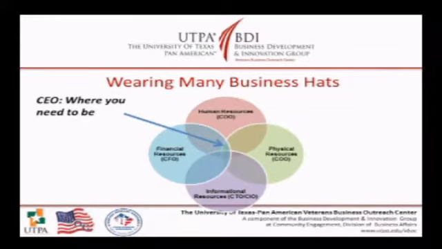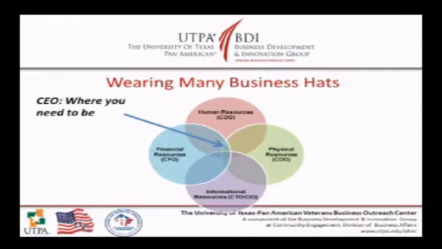Usually in human resources, you have a COO, which is a chief operating officer. Your physical resources are also in operations. It's controlled by the chief operating officer. Your financial resources are controlled by your chief financial officer. And your informational resources are usually controlled by your chief information officer.